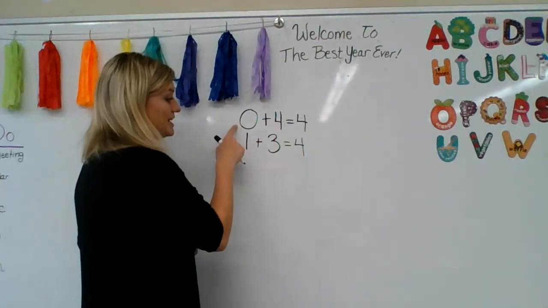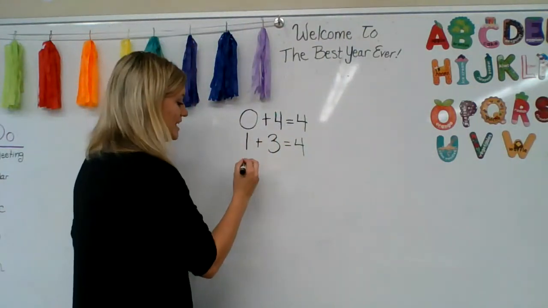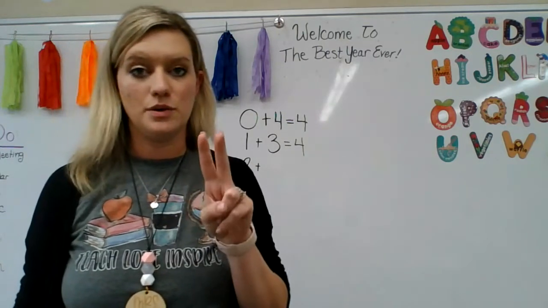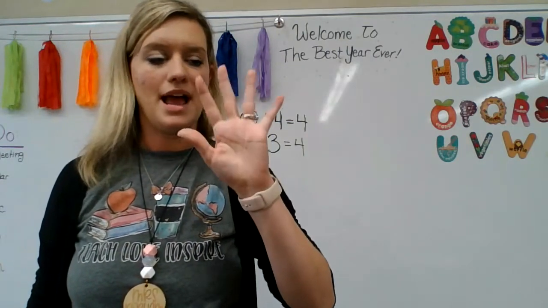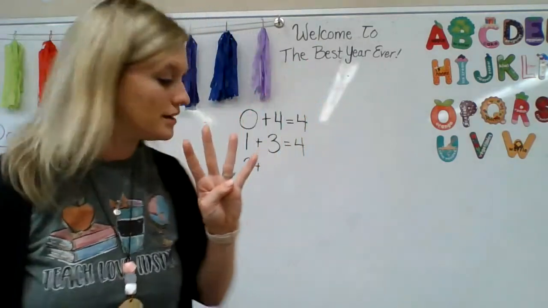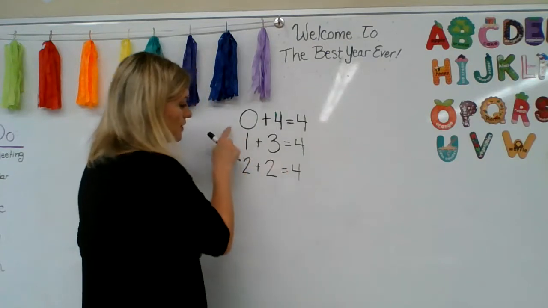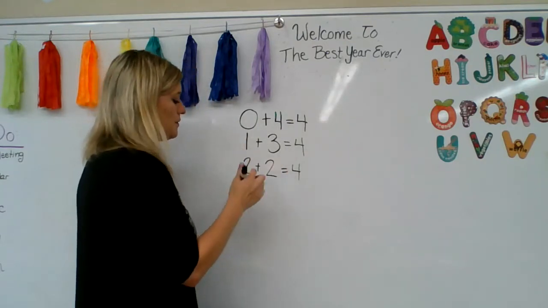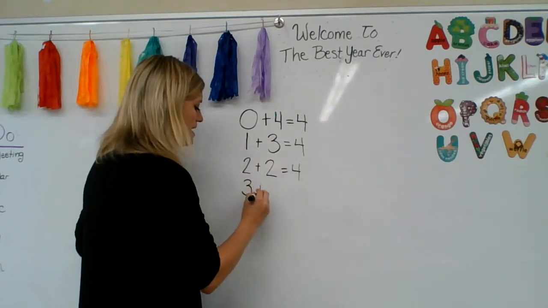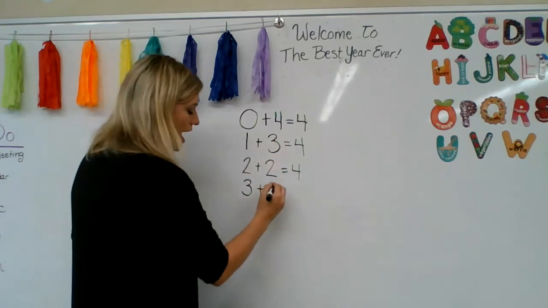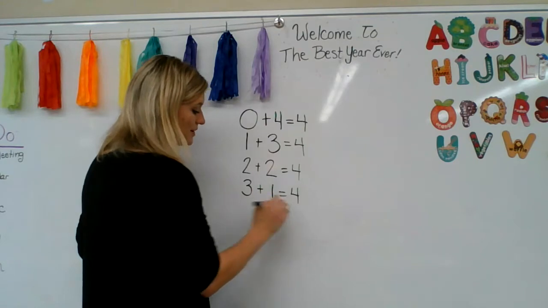Okay, so I did 0, 1, now I'm going to go to 2. How many do I have to add to 2? 2, 3, 4. How many did I add? I added 2 more. 2 plus 2 equals 4. So I've gone 0, 1, 2, 3. Wait, I already did 3. How many did I have to add with 3 to get to 4? I just needed 1. So I was just able to kind of turn it around.